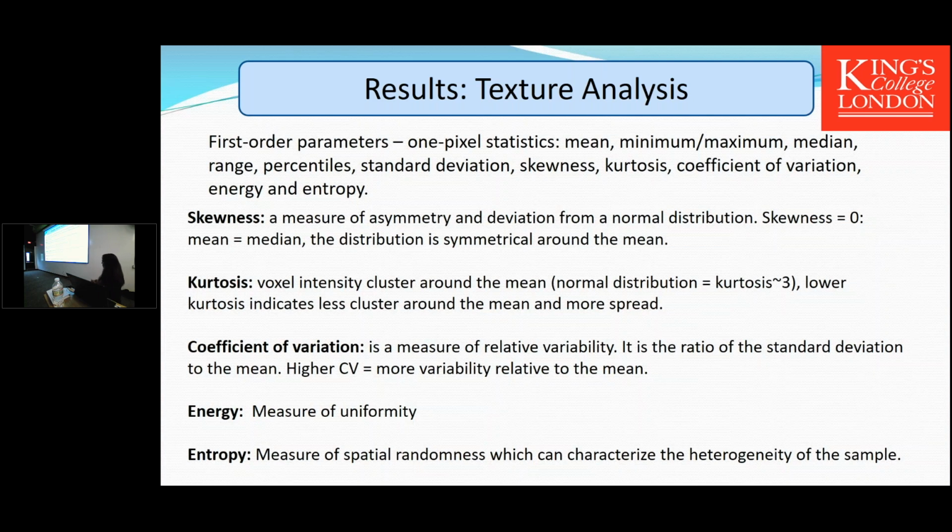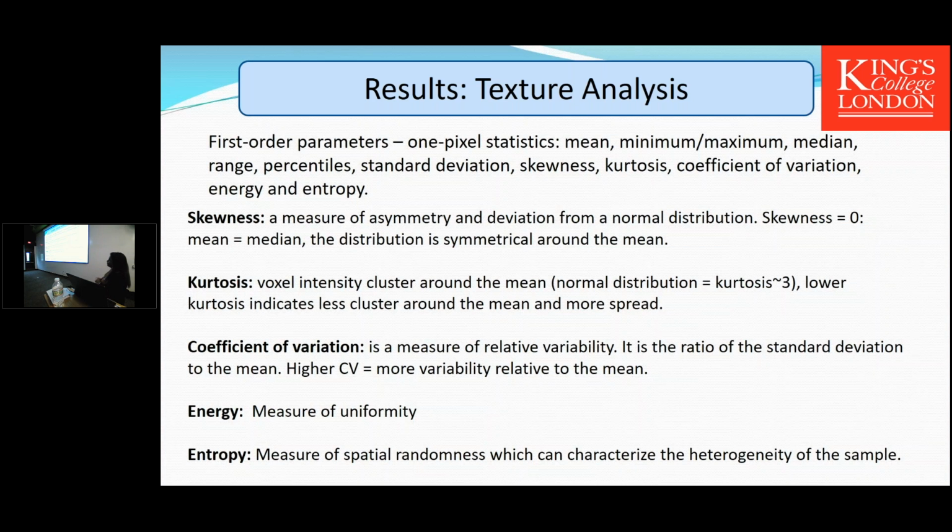Coefficient of variation is a measure of relative variability. It is the ratio of the standard deviation to the mean. So the take-home message is the higher the CV, the more variability relative to the mean you're seeing.